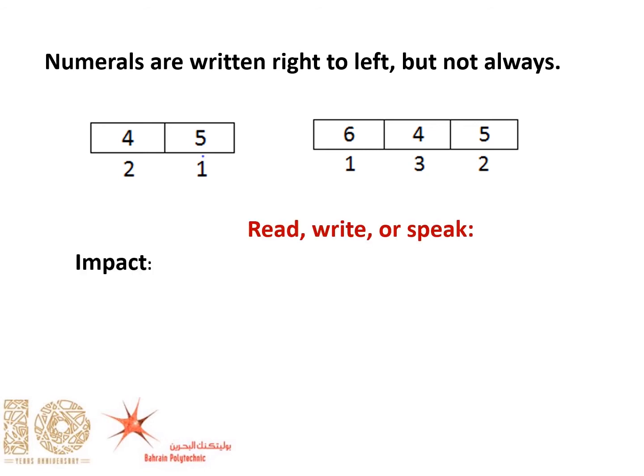The impact of this is that the Arabic learners of English might misread or miswrite the numbers. So they might, for example, write 67 while they want to write 76. Or 128, they would say, but they would mean actually 182.